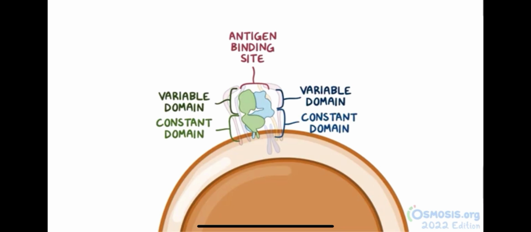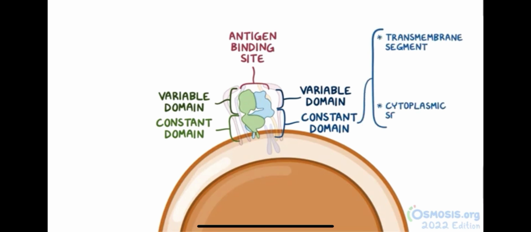The variable regions of the alpha and beta chains of the CD3 complex of the T cell receptor bind the antigen, and the remainder of the CD3 complex binds to the MHC molecule. Whether it binds to MHC1 or MHC2 depends on if the T cell expresses CD4 or CD8. The constant domain has a short transmembrane segment and a short cytoplasmic segment.